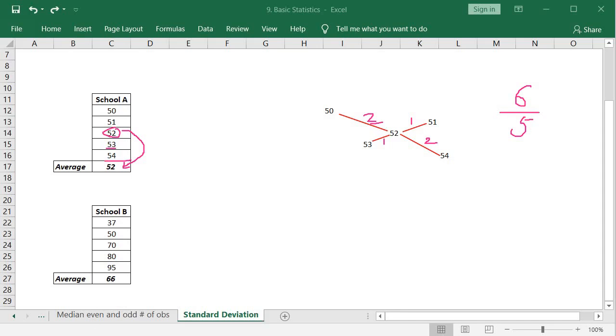This comes out to be 1.2. So you can say on an average, each student is 1.2 units away from the mean, which means that these data points are very close to each other.